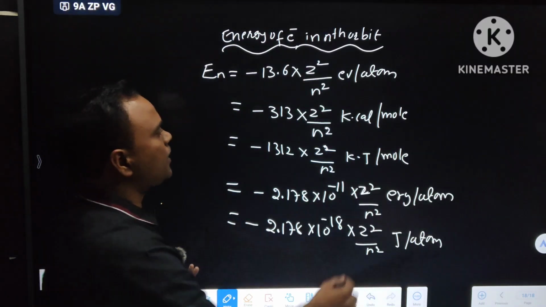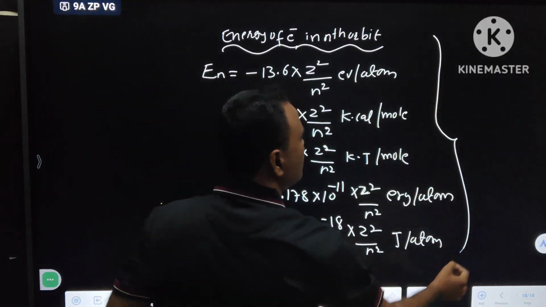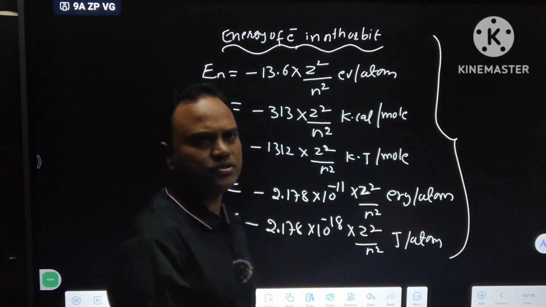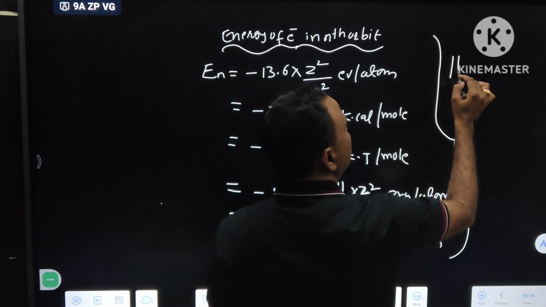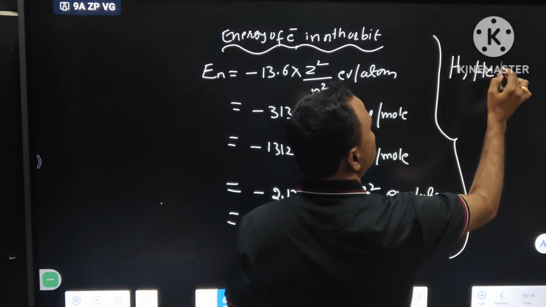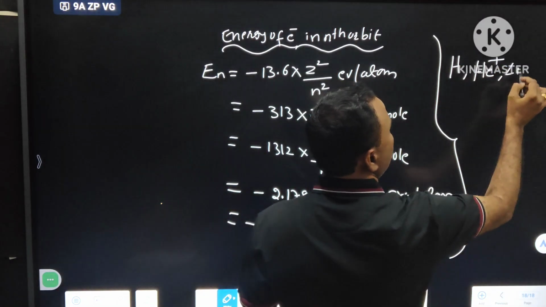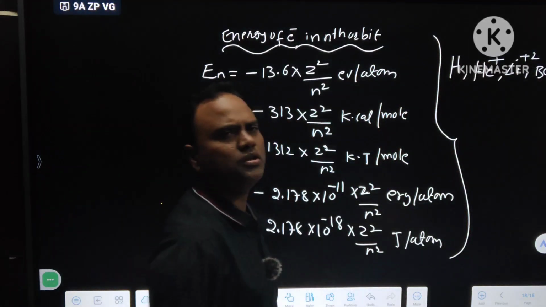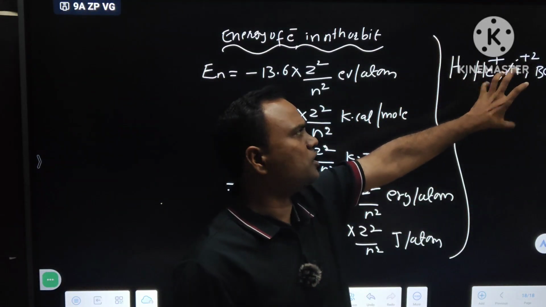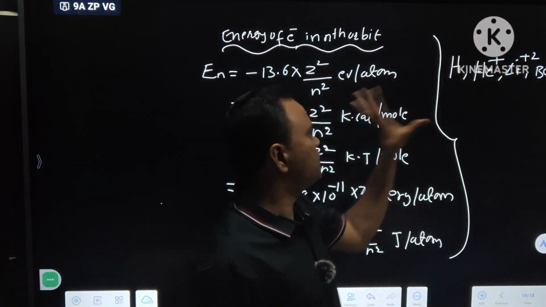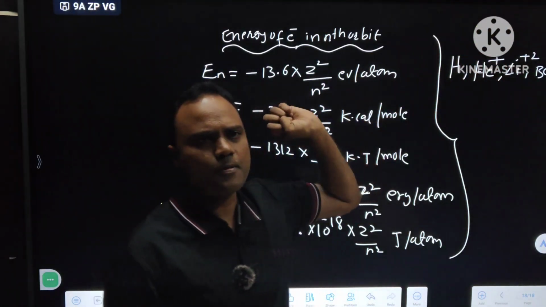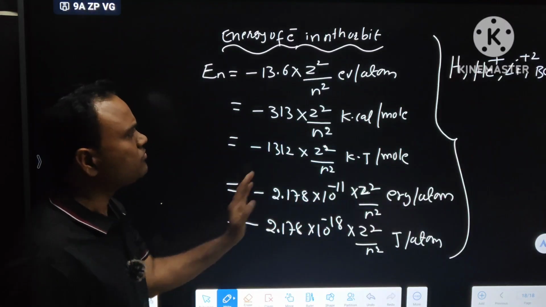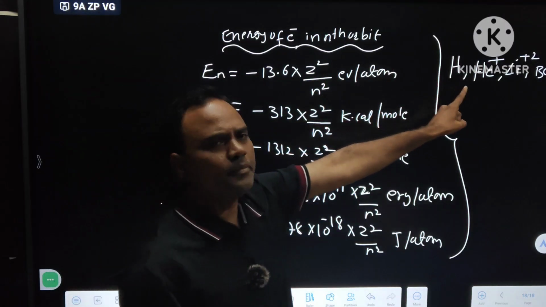What is Z here? And one more important point, all these formulas are applicable to hydrogen and hydrogen-like systems: hydrogen, helium plus, lithium 2 plus, beryllium 3 plus. One electron is present in all these. Bohr's model is applicable to all these. All these formulas are applicable to these systems. All these have one electron. Clear? Right? Where Z is atomic number.